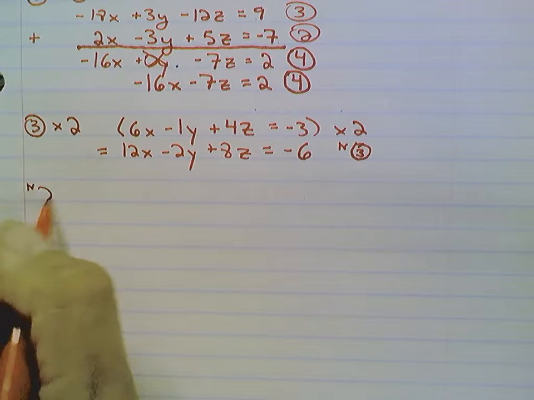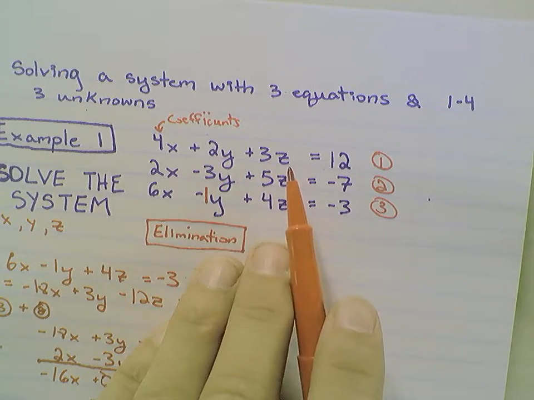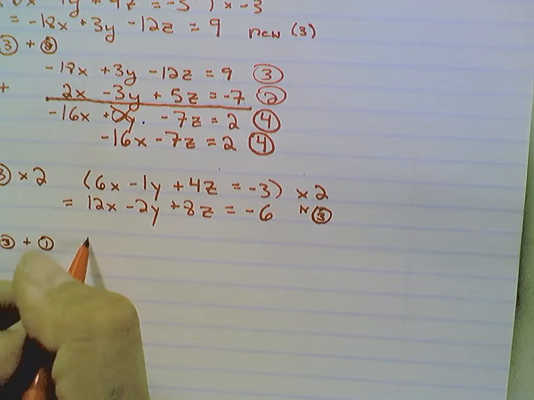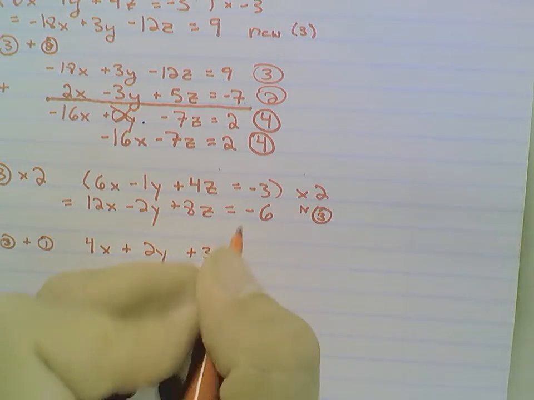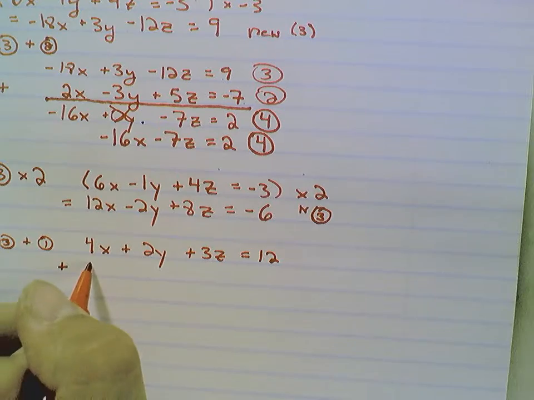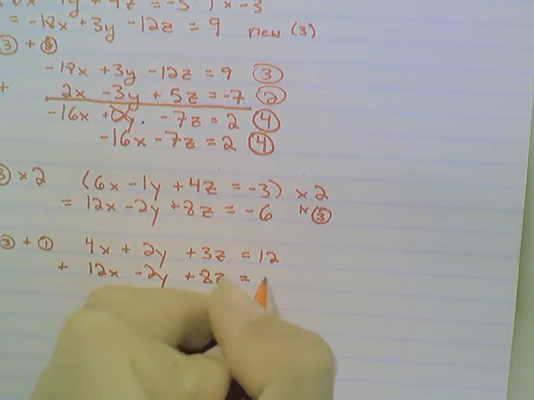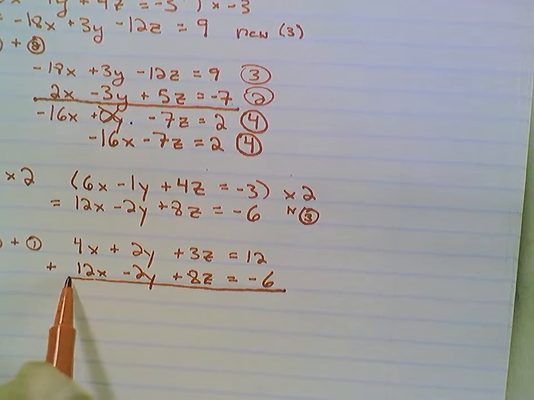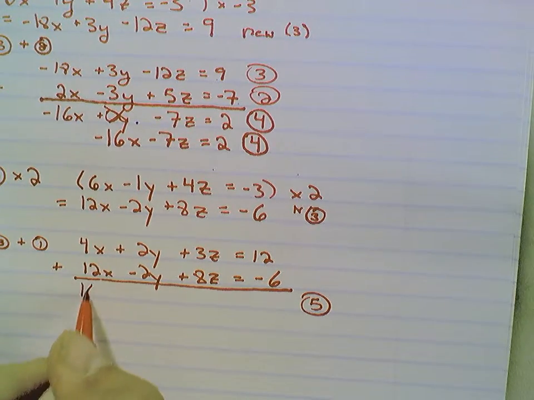The next step is to take my new third equation and add it to my first equation. My first equation was 4x plus 2y plus 3z equals 12. I'm going to add my new third row, 12x minus 2y plus 8z equals negative 6. When I add these together, it gives me a new fifth equation. 4x plus 12x is 16x.